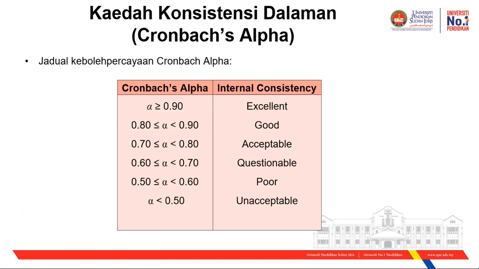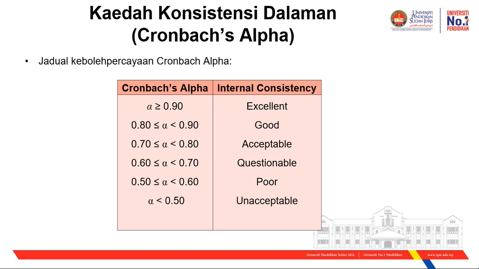Alright, so this is the value of Cronbach alpha, meaning acceptable if 0.7 and above. If you get a Cronbach alpha value of more than 0.7, we can say it's acceptable and the instrument can be used for the actual survey.